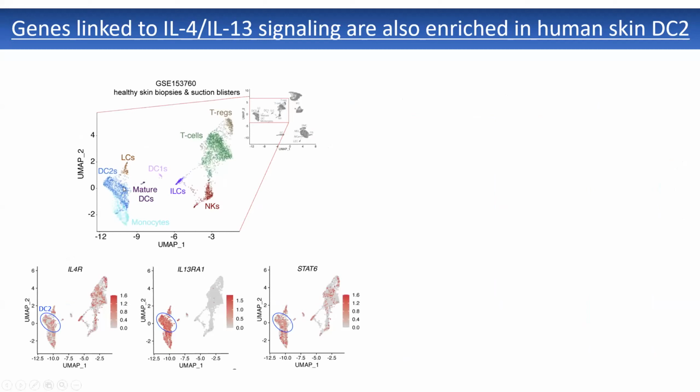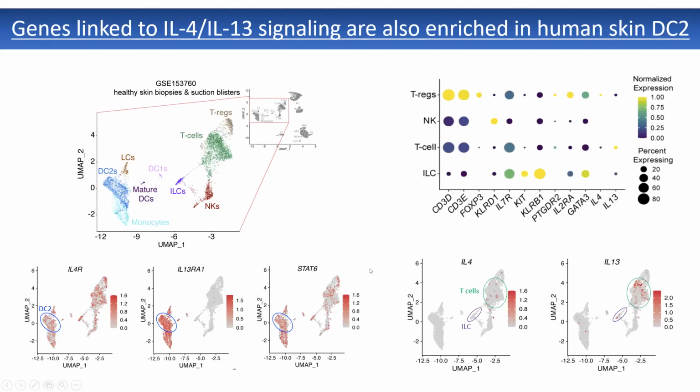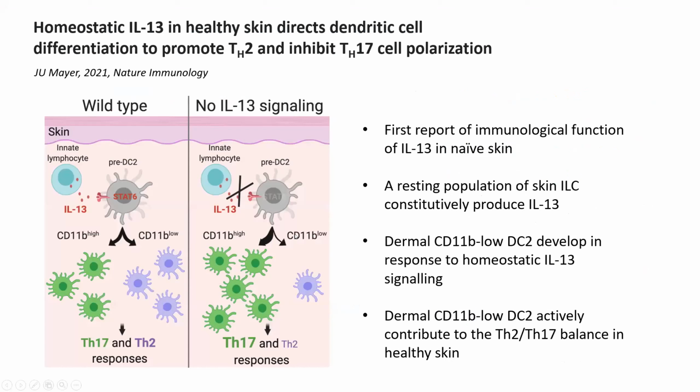And we could confirm this in another data set which had looked at dendritic cells on a single cell level, and we could also observe that, for example, IL-4 receptor expression, IL-13 RA1 expression, and also STAT6 were enriched in those dendritic cells from healthy individuals within the skin, and that also IL-4 and IL-13 expression was observed in healthy skin in both T cells and ILCs at the steady state, suggesting that this signaling could have a direct effect on the dendritic cells and might lead to a similar differentiation and specification of type 2 dendritic cells in the skin.